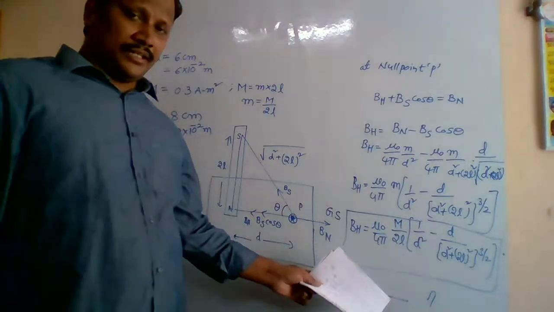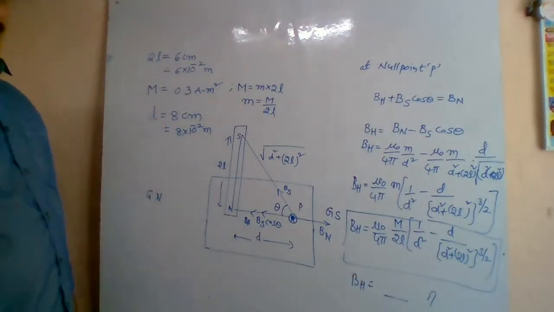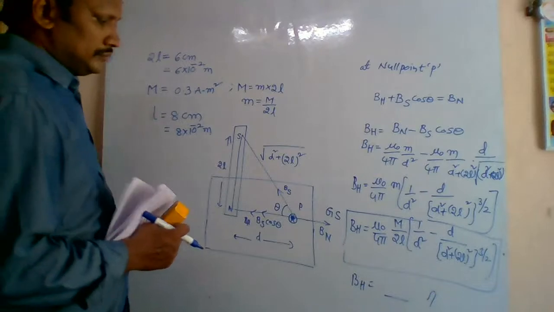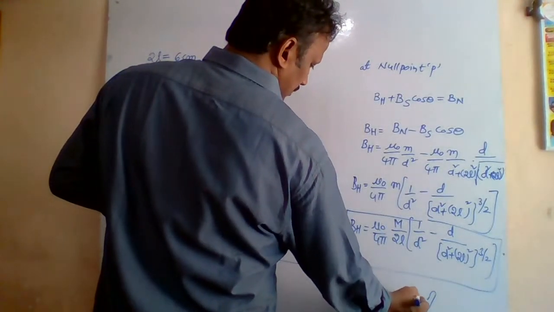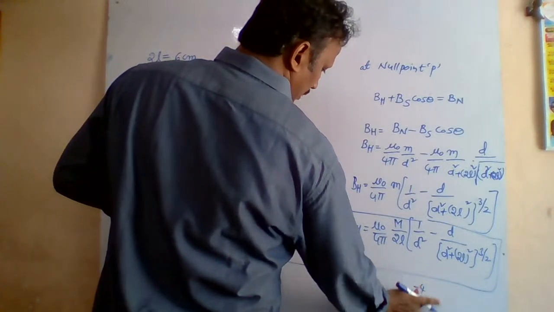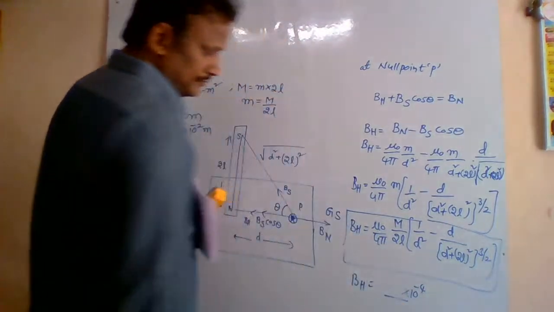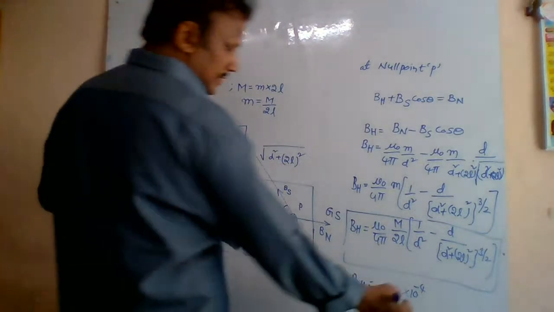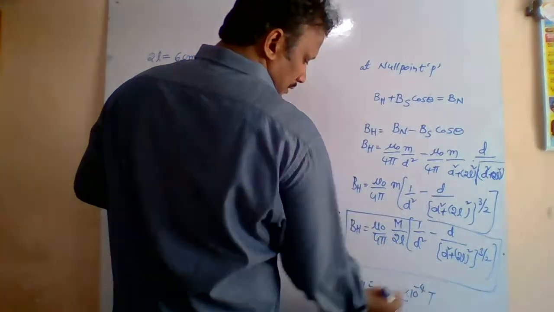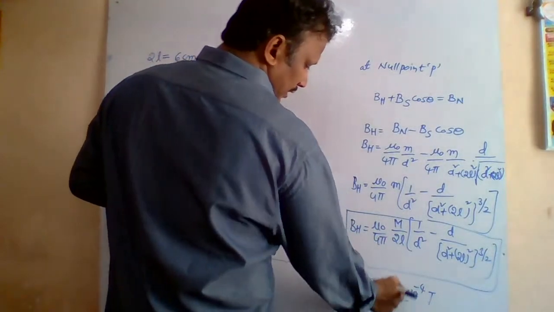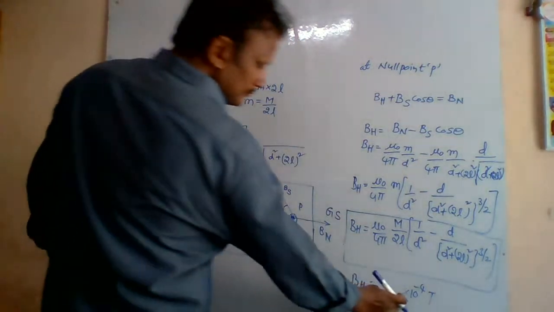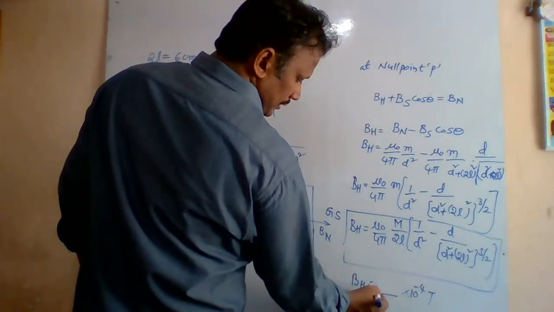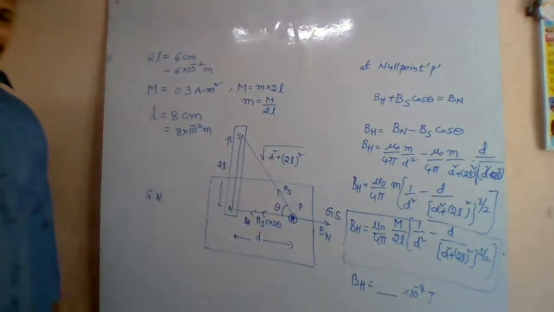Please send this answer in the slide we get. So the answer is 10^-4, the order of 10^-4 Tesla. So what is the numerical value at this one? It is in the order of 10^-4 Tesla.